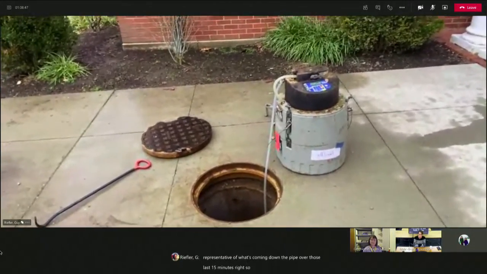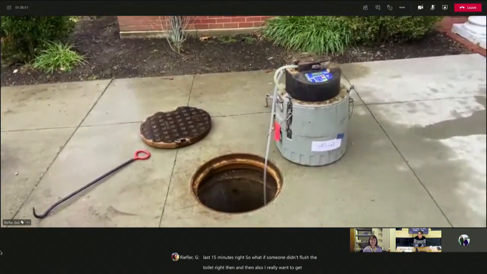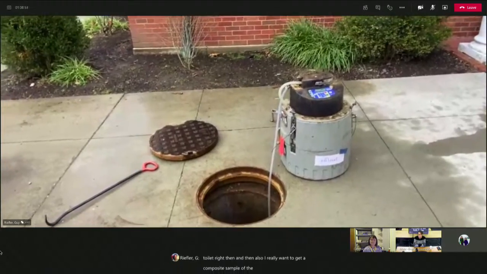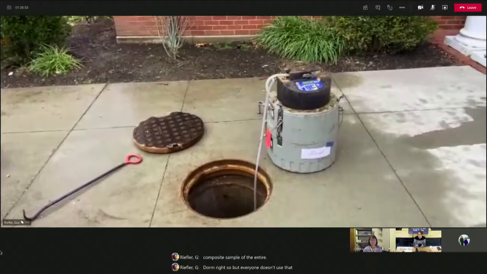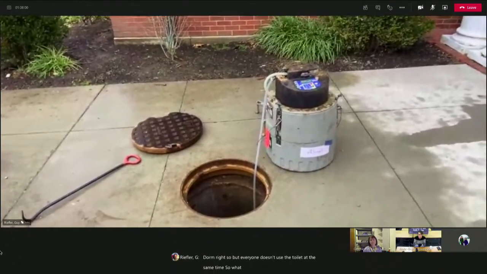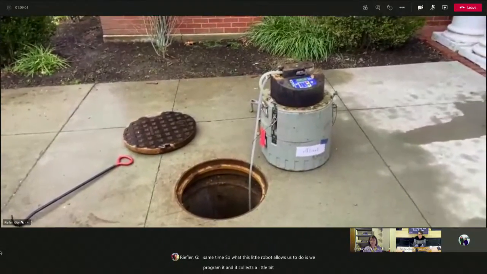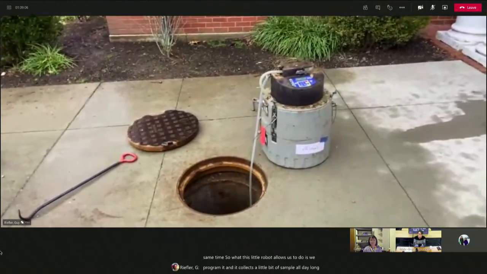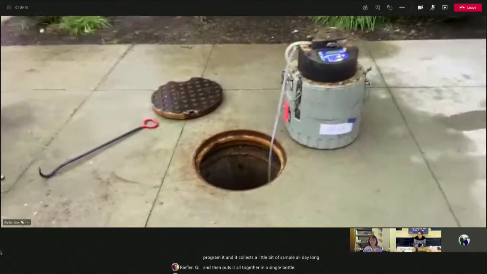So what if someone didn't flush the toilet right then? And then also, I really want to get a composite sample of the entire dorm, right? But everyone doesn't use the toilet at the same time. So what this little robot allows us to do is we program it, and it collects a little bit of sample all day long and then puts it all together in a single bottle. All right, Grace, let's see what we can find here.